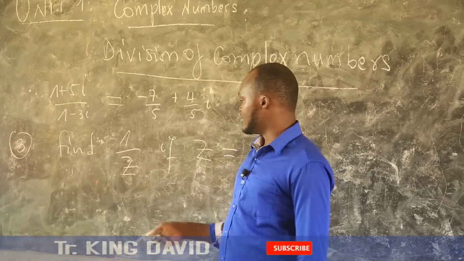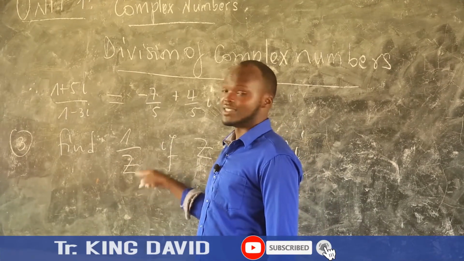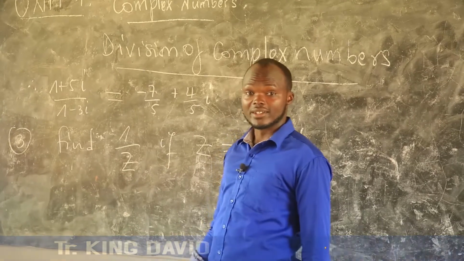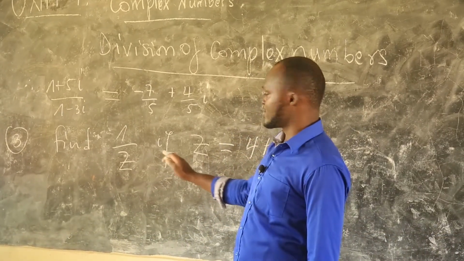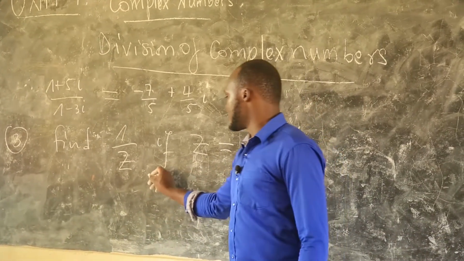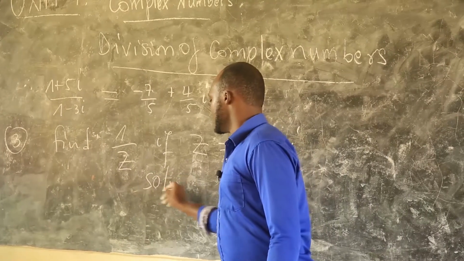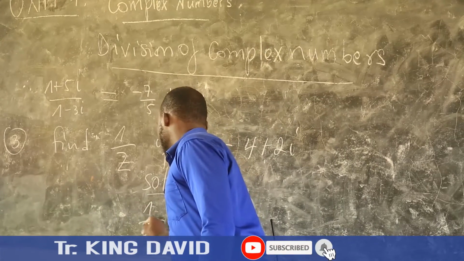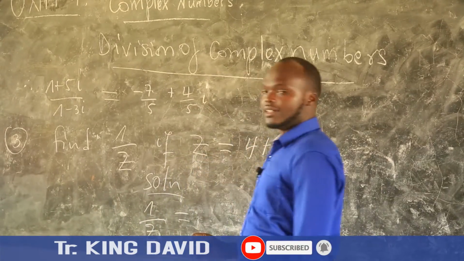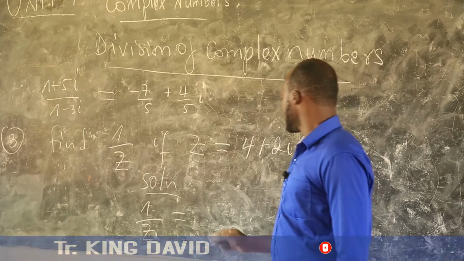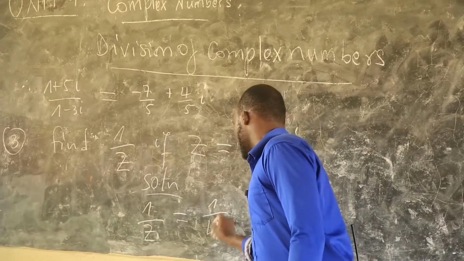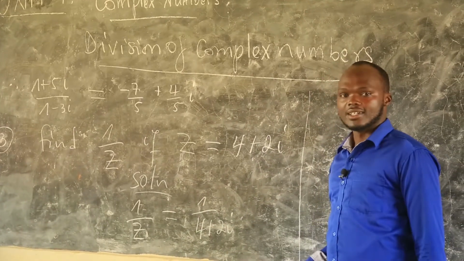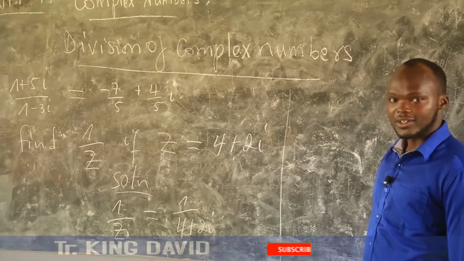But remember, we're not allowed to write a complex number in this form. We are supposed to write a complex number in algebraic form. So who can try this number? Anyone, please? Yeah, sure. So this one is 1 over z. The answer is 1 over 4 + 2i. We are going to express this in algebraic form.